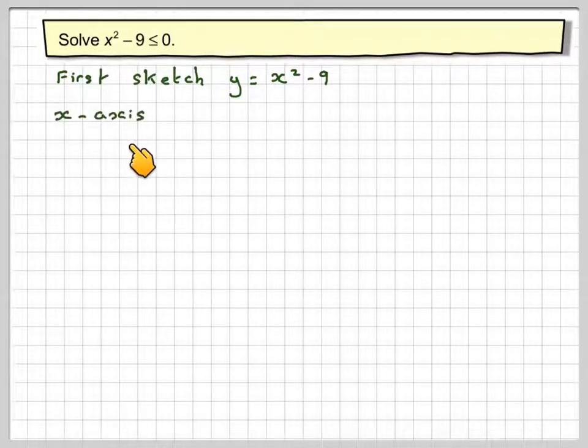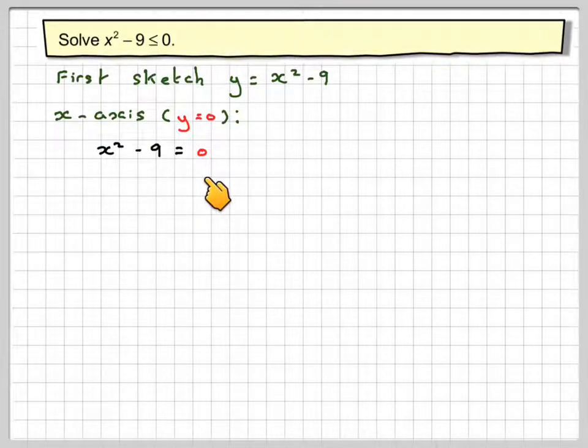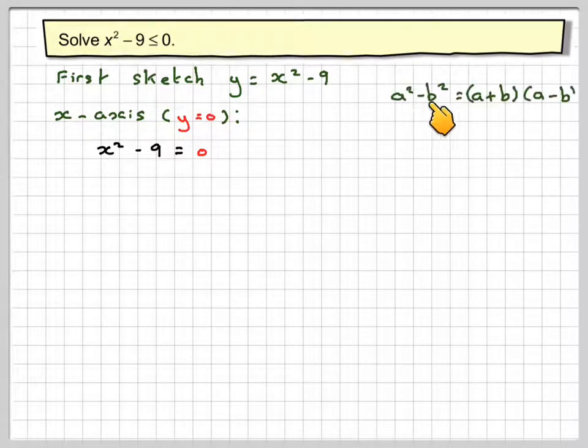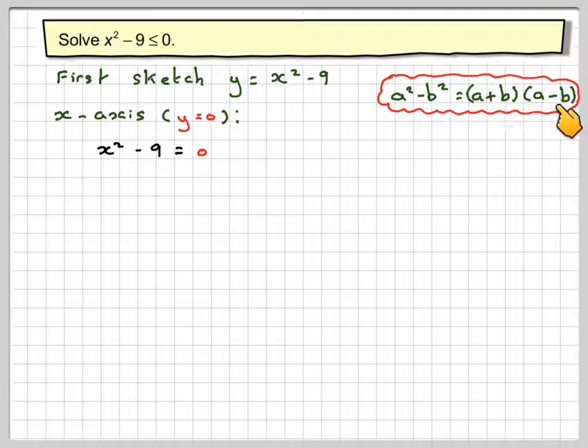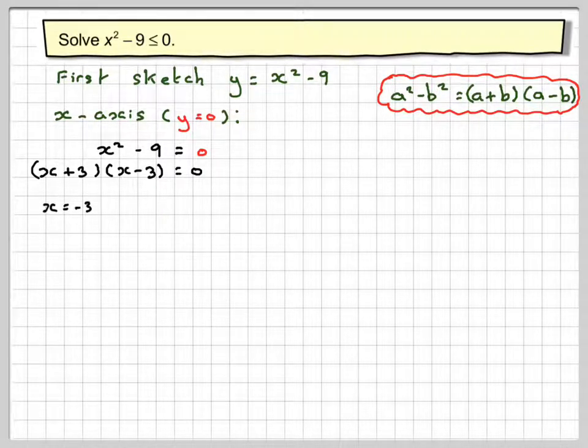So best way to sketch it, and emphasis on the word sketch, this is not an accurate plot. So finding where it cuts the axis, for the x-axis, y is equal to 0, because the x-axis is the line y is equal to 0. So we put x squared minus 9 is equal to 0, so we have to solve that. If we solve it by factorization, we know that a squared minus b squared is a plus b, a minus b. So it gives x plus 3 times x minus 3 is equal to 0. And that gives that either x is minus 3 or x is 3.